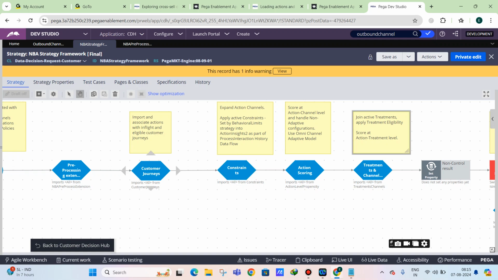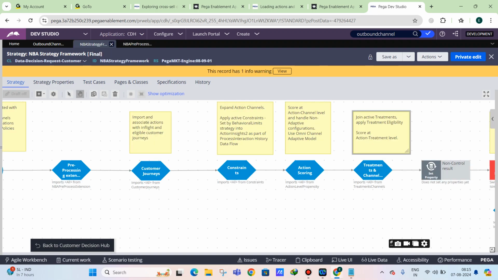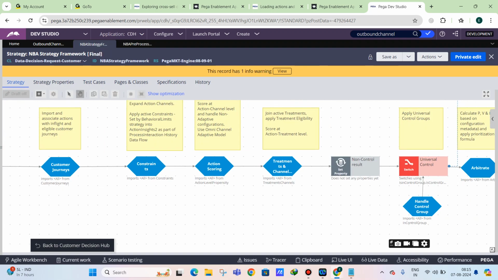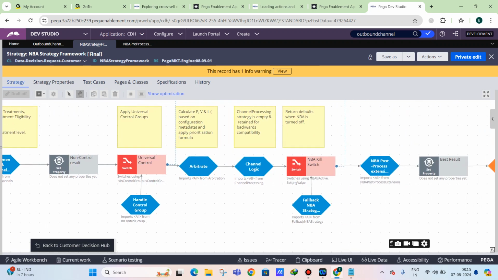So before all these are being executed, if you want to do some logic, you can keep that in the NBA pre-process extension. So this is the strategy that you can save as, and you can keep your own logic here. Same way, let us say once all these things are applied, after all these things are applied, I want to do some logic. For example, here you see this is where the arbitration is being done.